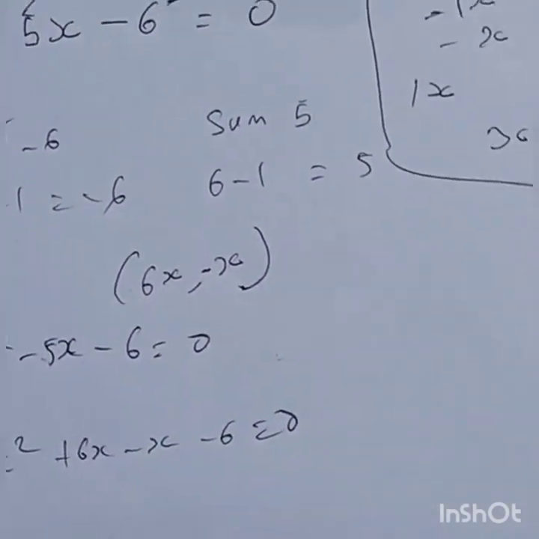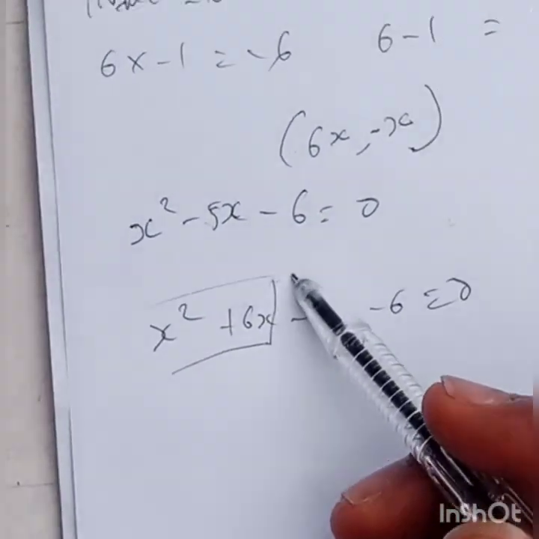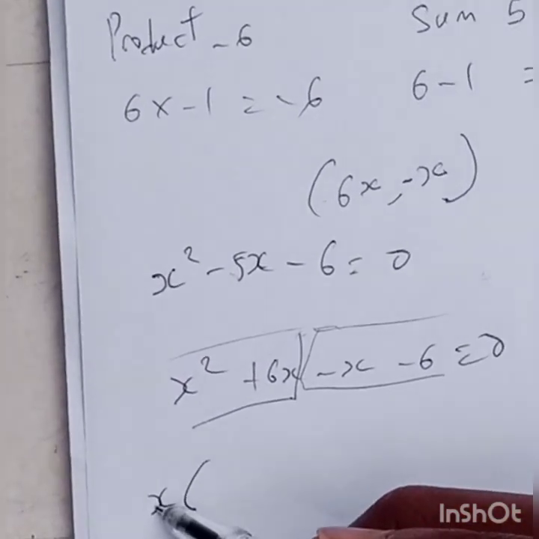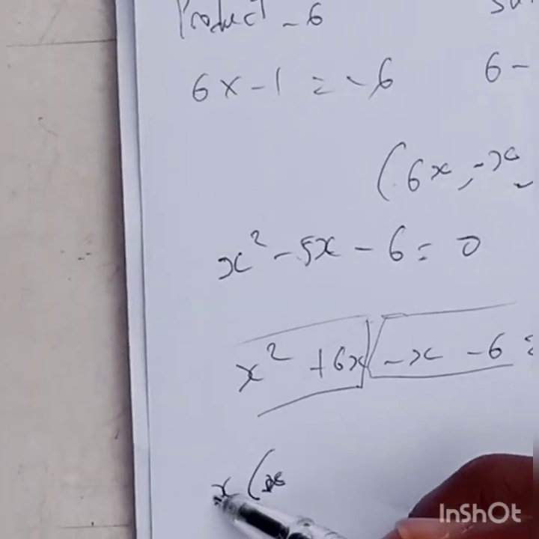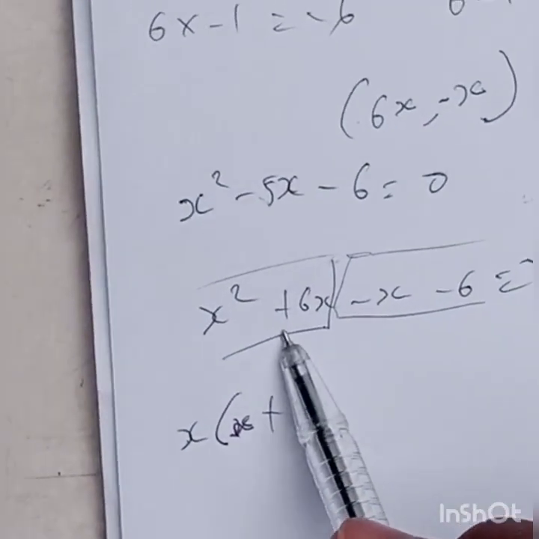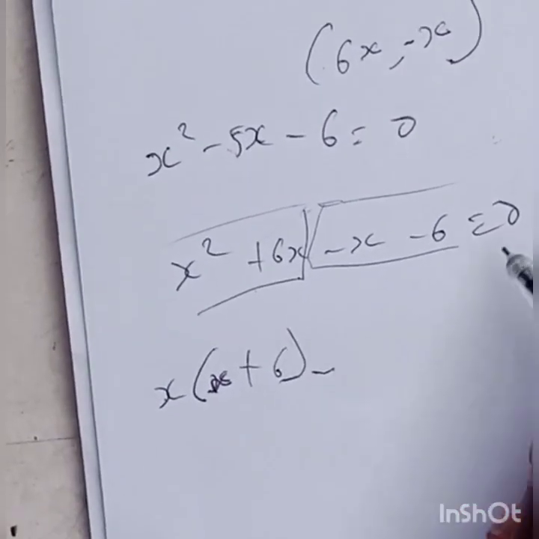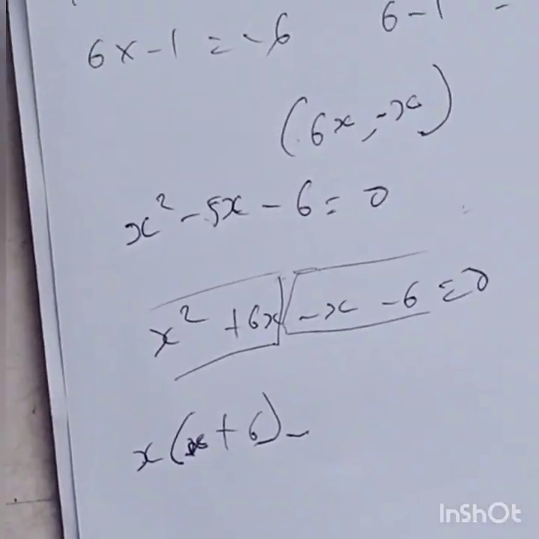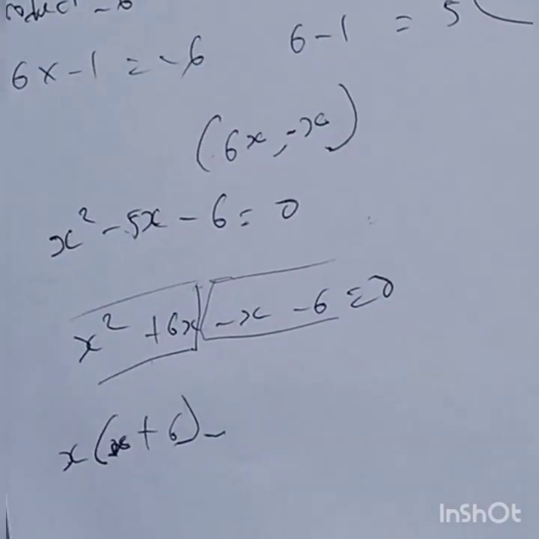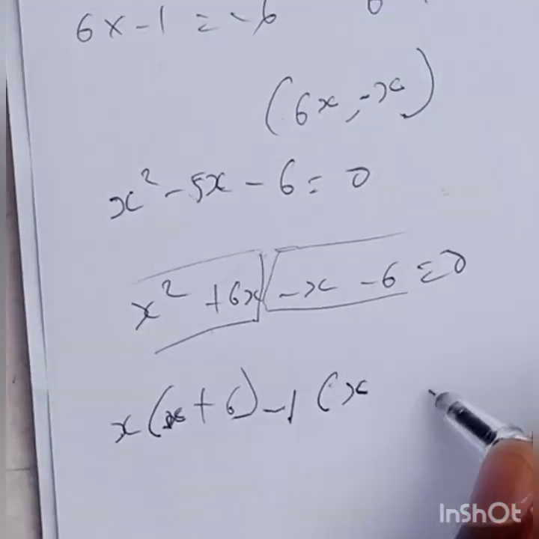Now we take it two by two, this side and this side. What is common here? That is x. Then x divided by x is x, and 6x divided by x is plus 6. Now when we open this bracket, x times x is x squared, and x times 6 is 6x. Minus what is common here? As we look at it, nothing else is common, and in every equation there is always a common constant, which here is 1. So that is minus 1, open bracket, x plus 6.